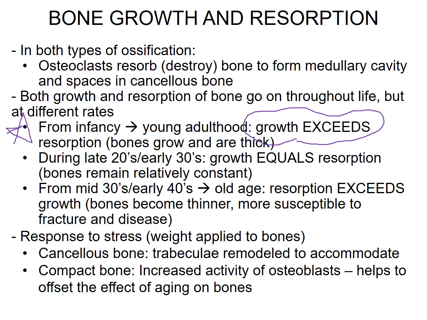Now, as soon as you hit your late 20s and early 30s, you hit this kind of plateau where it's equal. The same amount of osteoblastic activity is equalized with the same amount of osteoclastic activity. So one isn't trumping over the other. And then as soon as you get out of that age range, as soon as you hit your mid-30s, 40s, 50s, 60s, and then it keeps going, resorption exceeds growth. So we are breaking down faster than we can actually grow the bone.